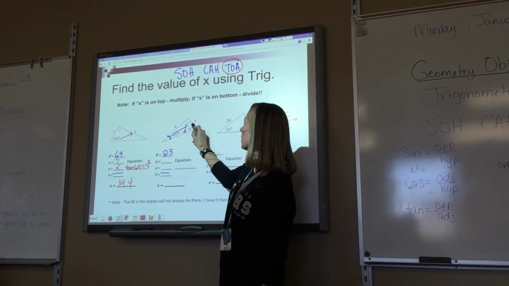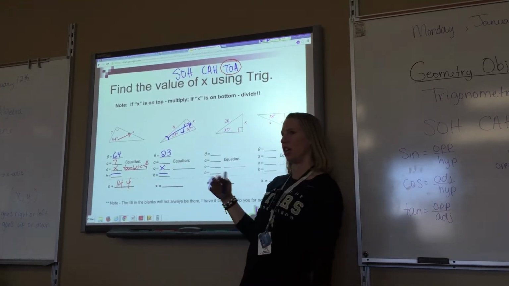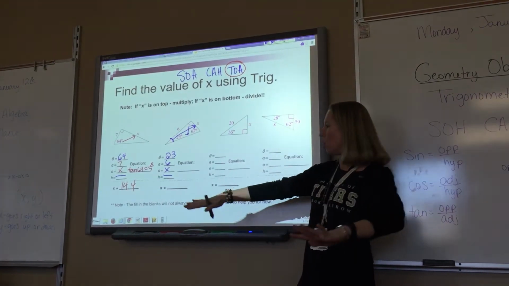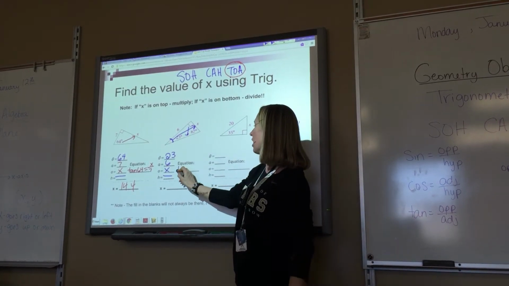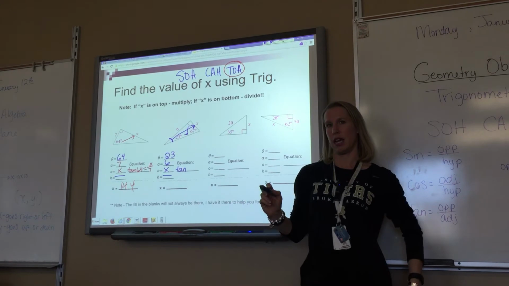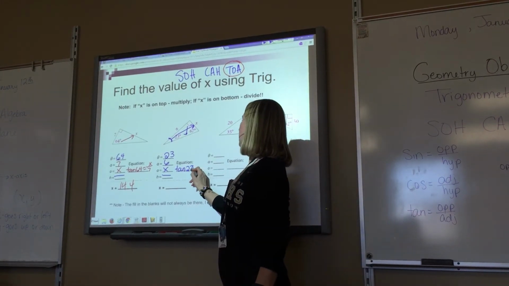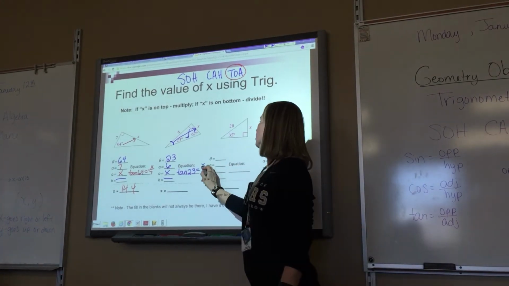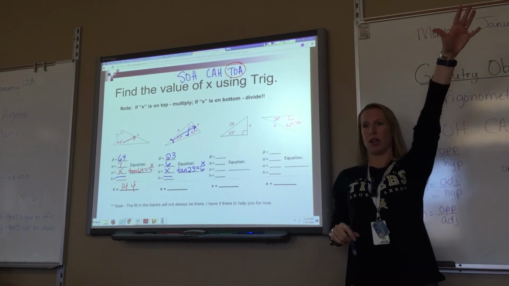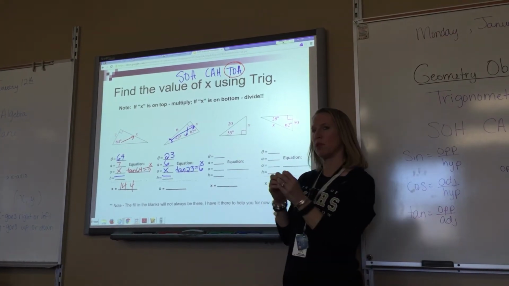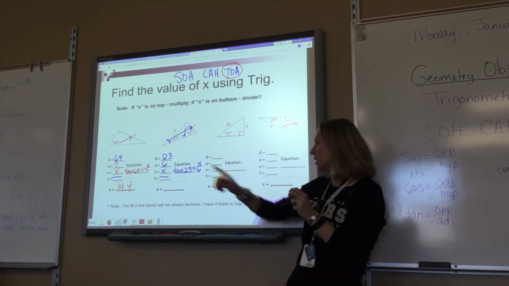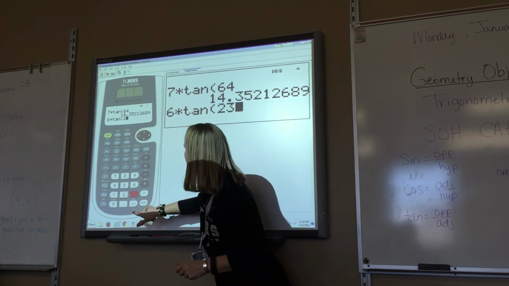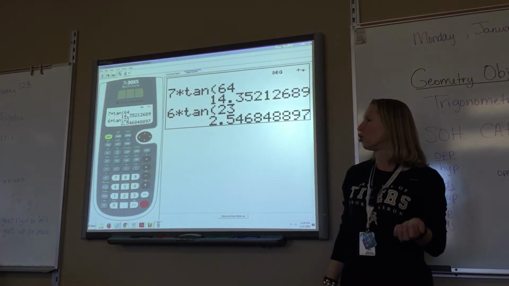What is the opposite side? X. What's the adjacent side? 6. So when I write my equation, I know since there's no hypotenuse, I have to use tan. So I write out tan. What do I put next to the tan? 23. 23 equals, and you have to do opposite over adjacent. So what's X over 6? X is up high. That's how we know to multiply. What number should I type in my calculator first? 6. So I do 6 times tan 23, hit enter, and my answer is 2.5.